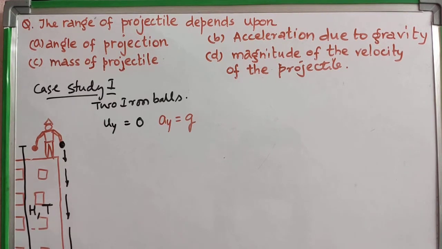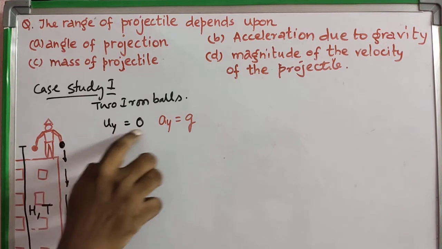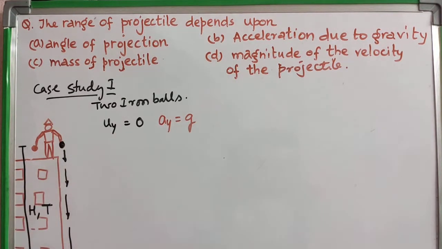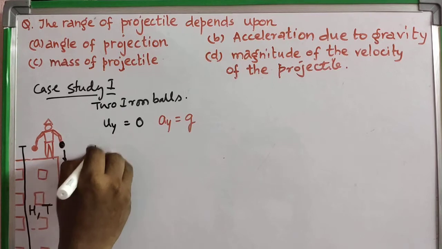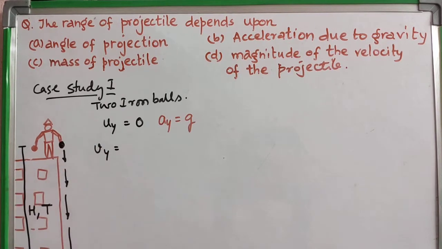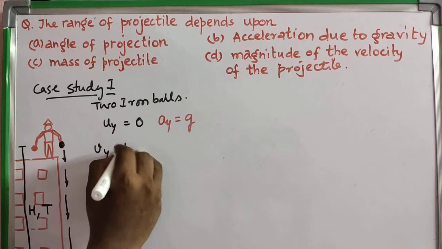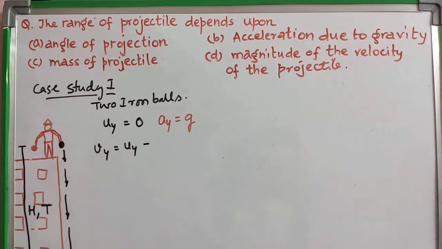Now see here, initial velocity is 0, acceleration is g. So what is the velocity at any time? Vy, velocity at any time. How can I write it?